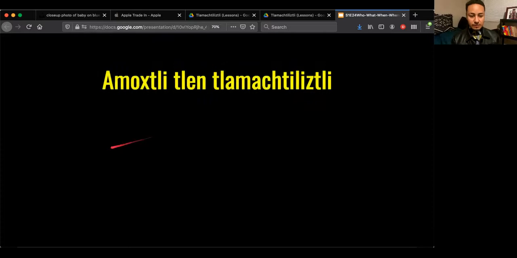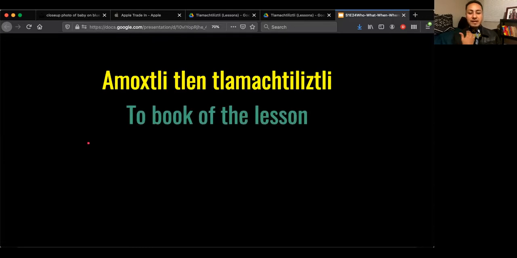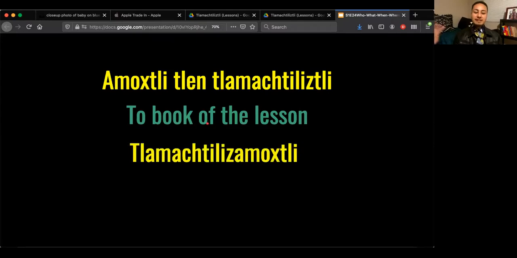Okay, so this is to point out that in the past, if you go two or three lessons back, you'll see that I gave you an example of how to take two nouns and join them together. I'm trying to give you the example of two ways to construct this same idea. So here you could say, amoshli tlen tlamachtilistli, the book of the lesson. This is using tlen as the meaning of. Or if you learned from a few lessons ago, I taught you could combine these two words if you wanted to say lesson book.